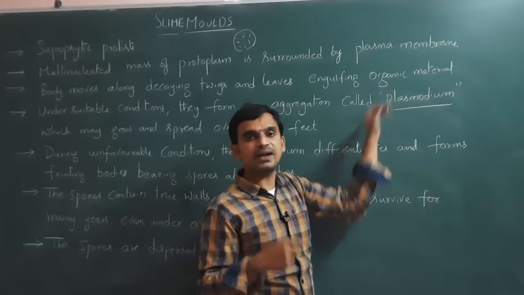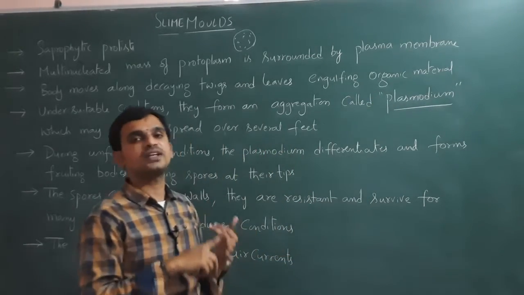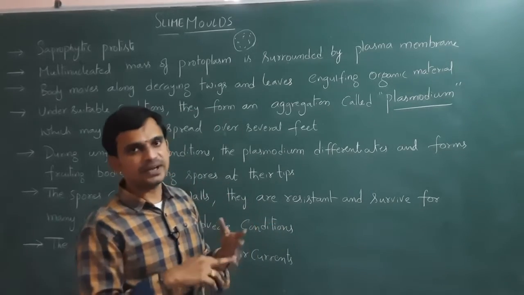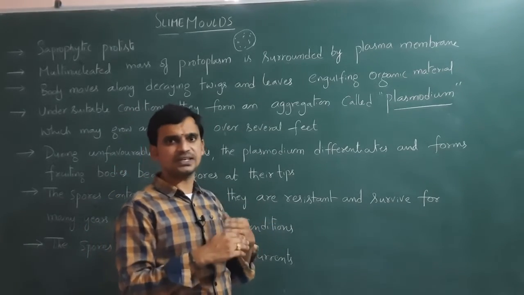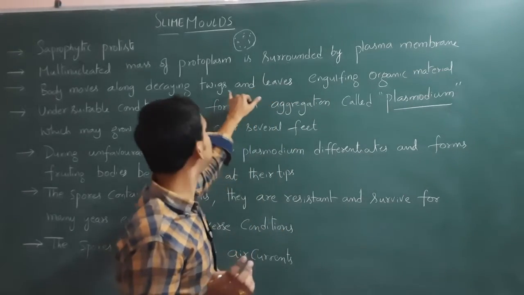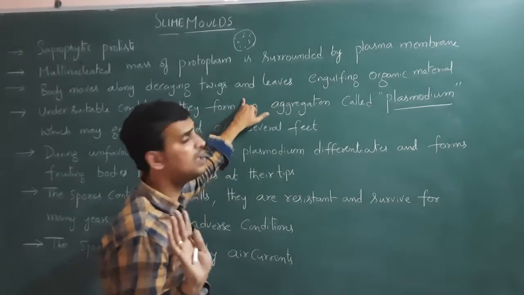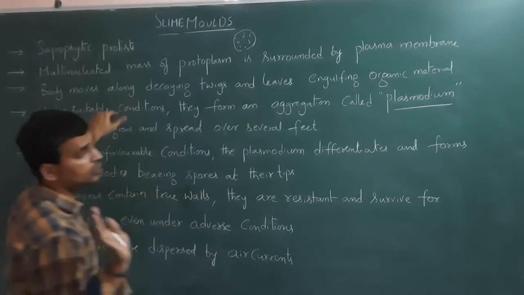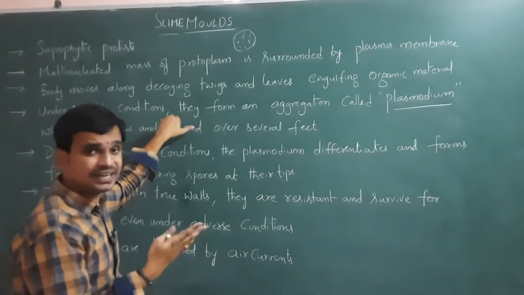Organic material is nothing but carbohydrates, proteins, nucleic acids, lipids. These are all organic material which are present in the cells, whether it be any organism, plants or animals. We are going to discuss this organic material in detail later.